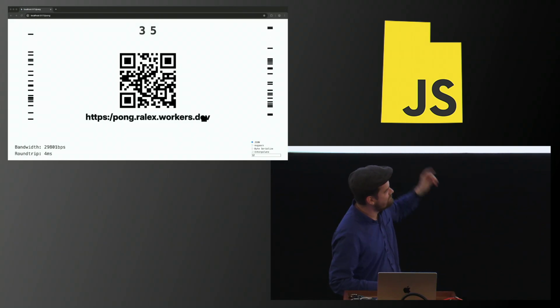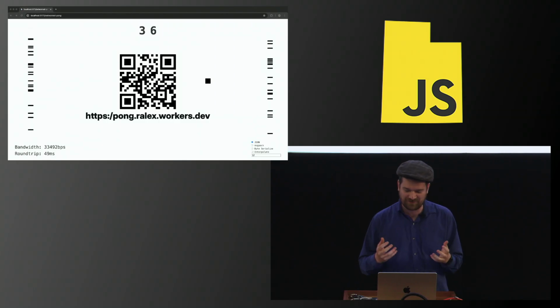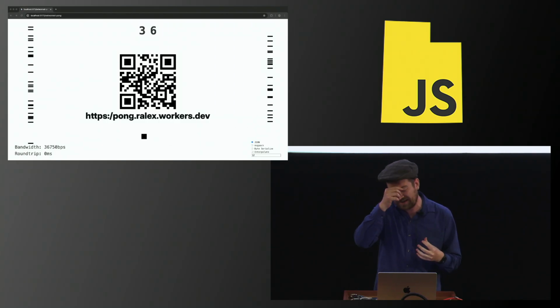So take a look there at that bandwidth number. My goodness. We're going to talk about requirements for a second. This should feel the same as playing the game locally.